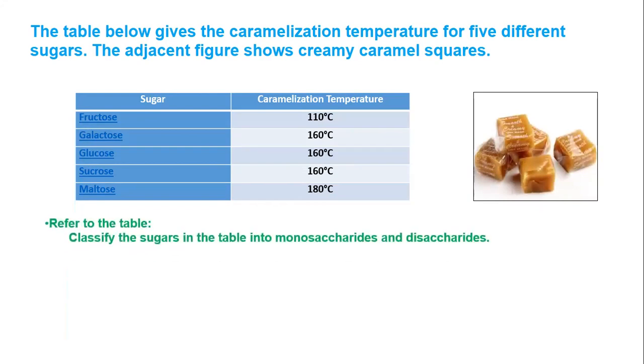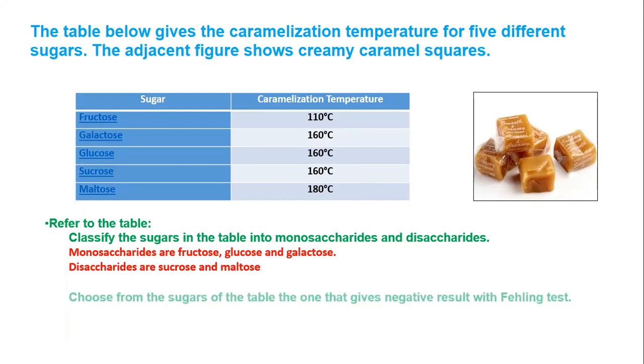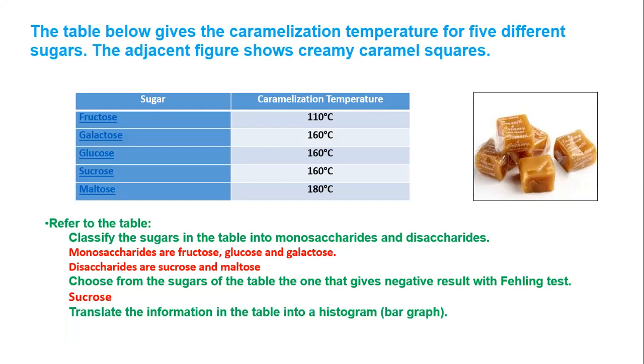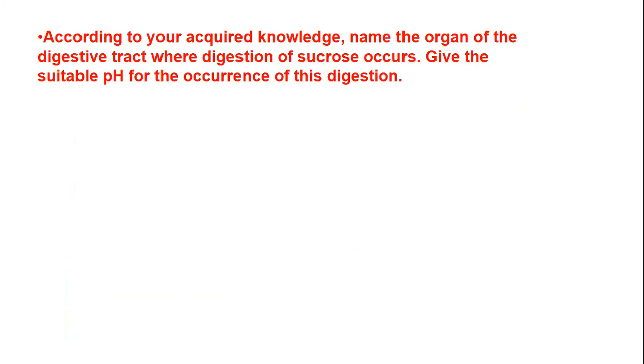Refer to the table. Classify the sugars in the table into monosaccharides and disaccharides. Monosaccharides are fructose, glucose, and galactose, while disaccharides are sucrose and maltose. Choose from the sugars of the table the one that gives negative result with Fehling solution, which is the sucrose. Translate the information into a histogram. We use the sugars on the x-axis and numbers on the y-axis.